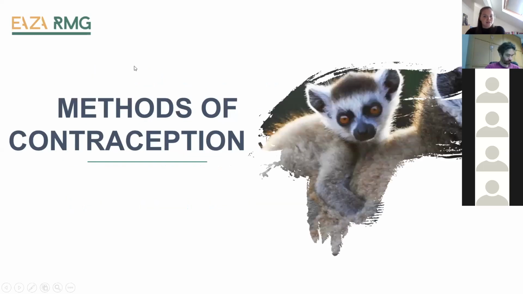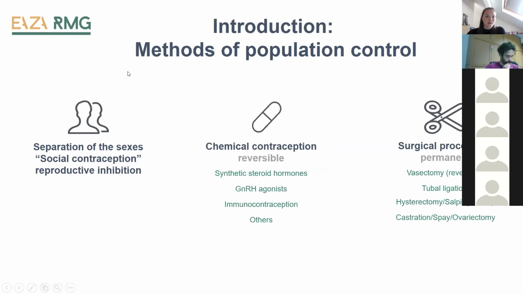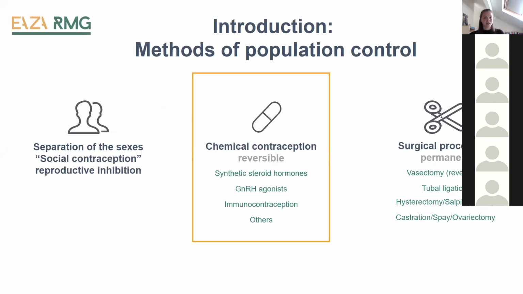So to start with methods of contraception, there are different ways that you can manage reproduction within your population. So quite simply, you can just separate the sexes, as well as in some species there's social suppression of reproduction, chemical contraception, which tends to be reversible and temporary. And then also there's surgical sterilization, which is permanent. And in this next section, we'll just focus on reversible contraception.